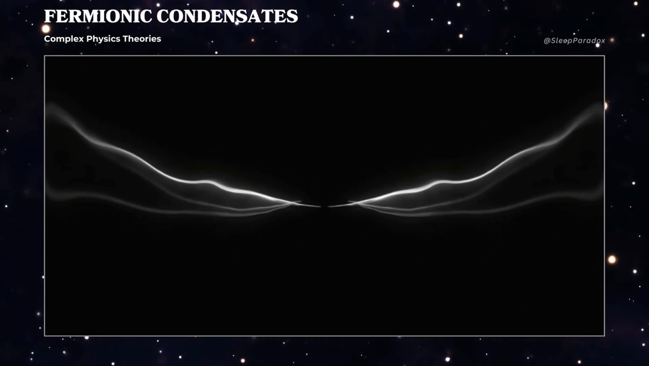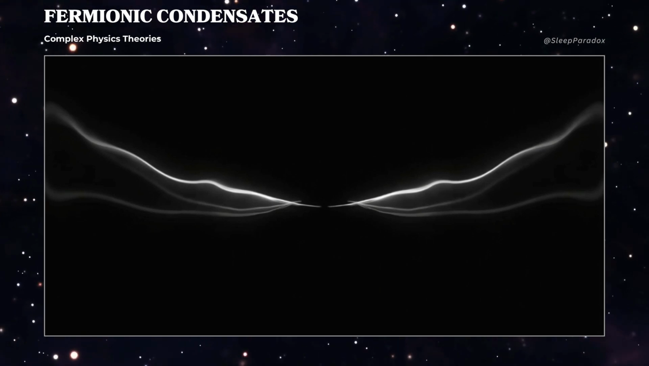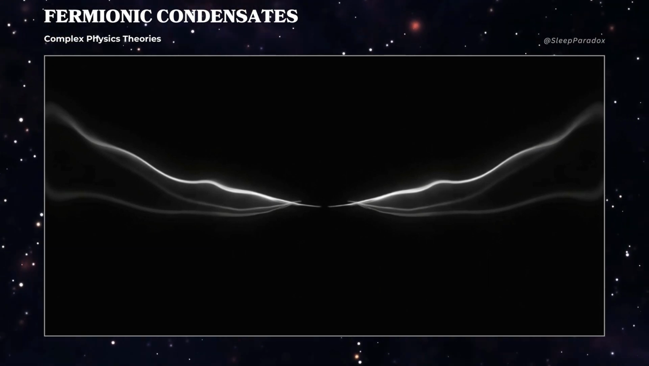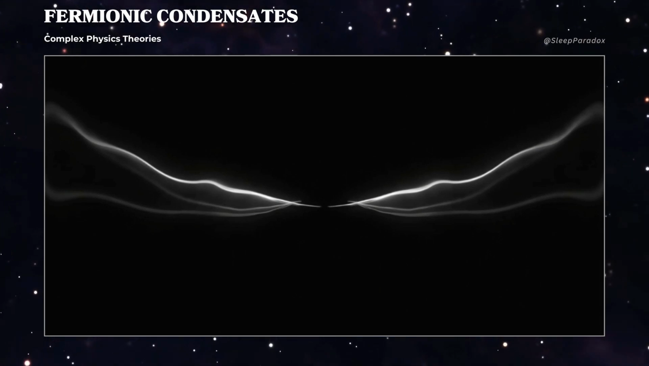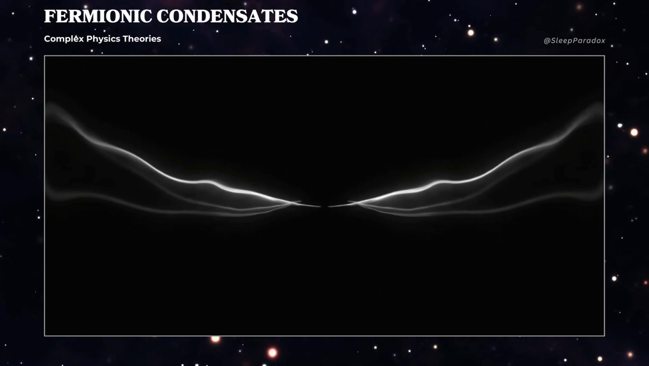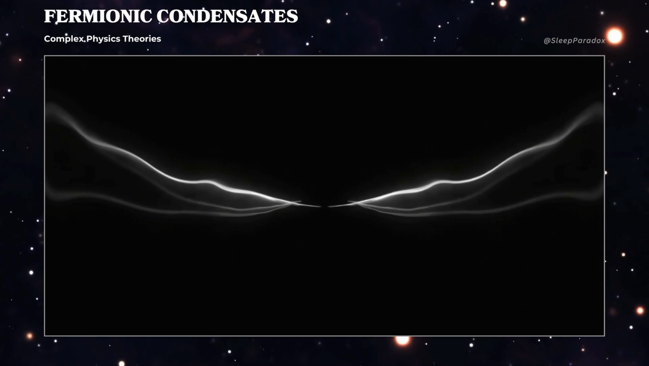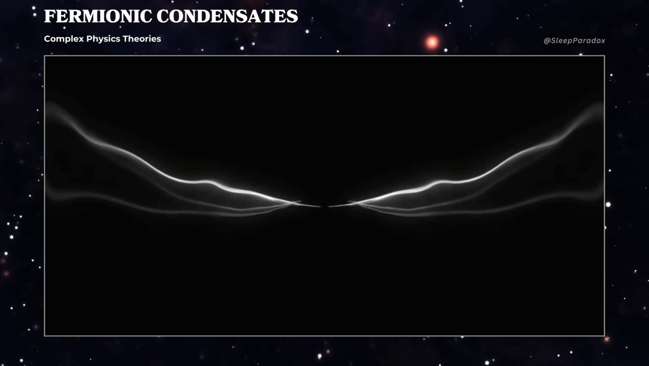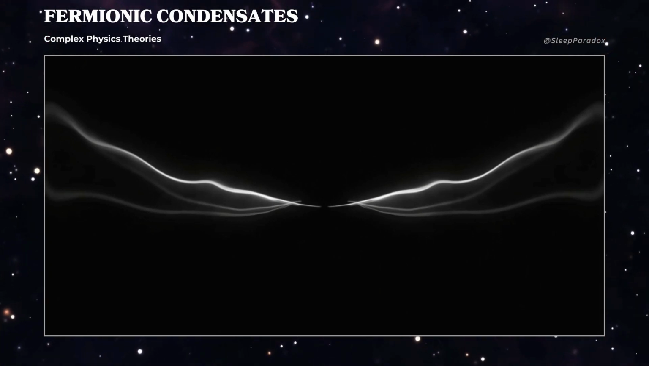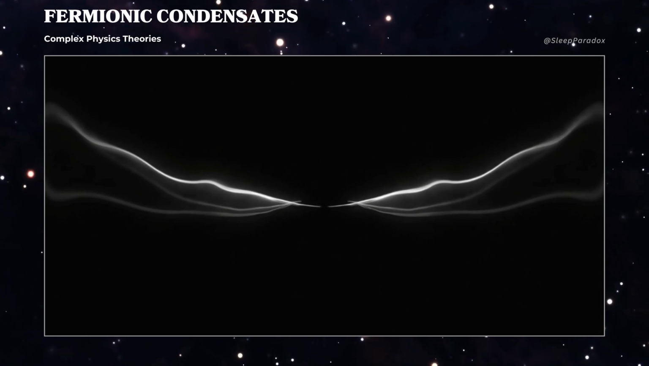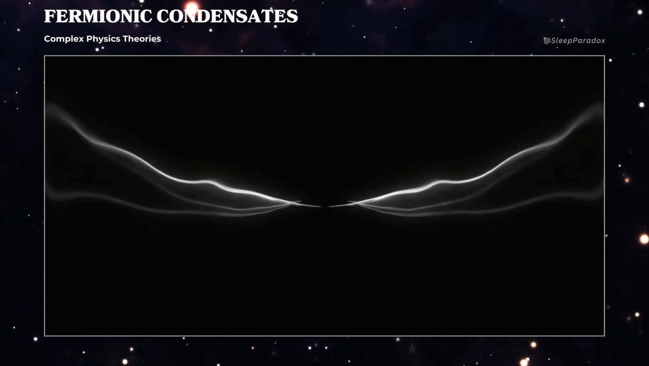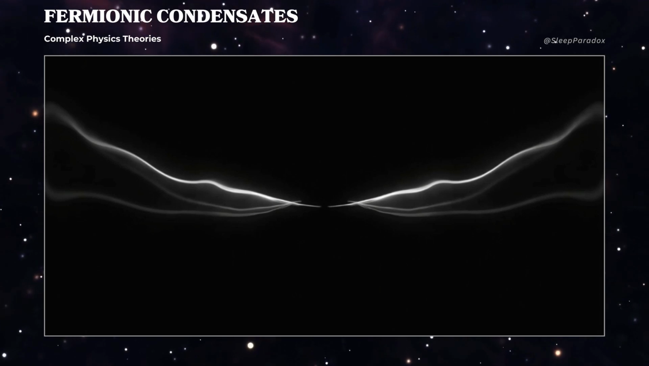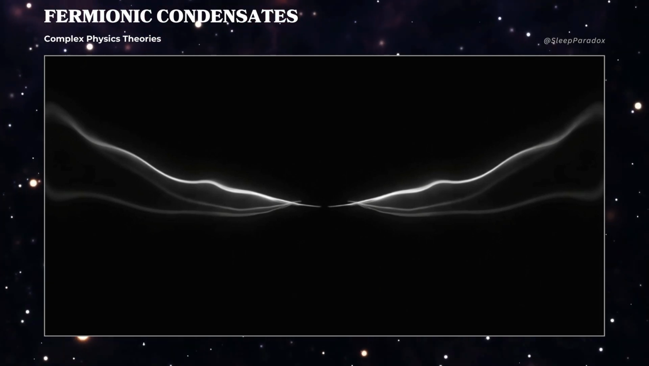This rule explains why electrons in atoms fill up distinct energy levels and don't all collapse into the lowest energy state. It also explains why matter has structure and stability. Without this principle, atoms couldn't exist in their familiar form, because fermions resist crowding into the same state.